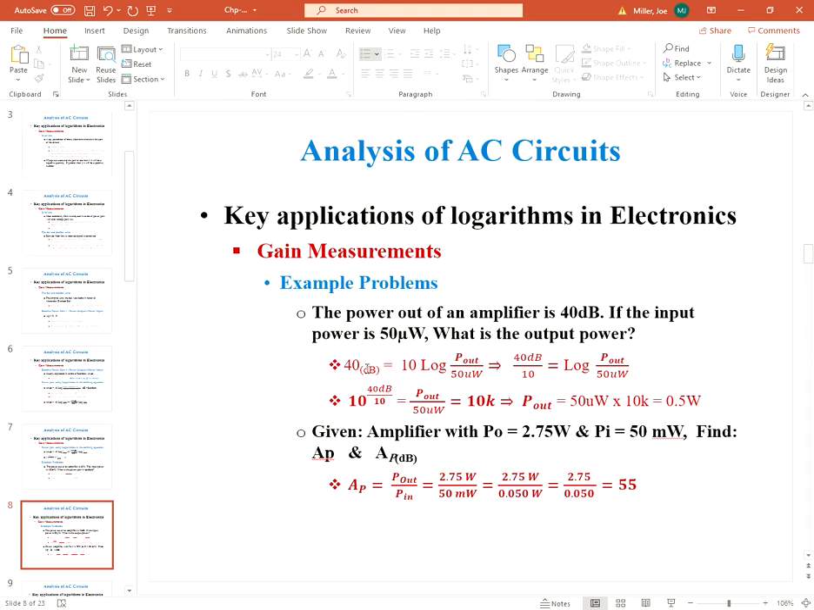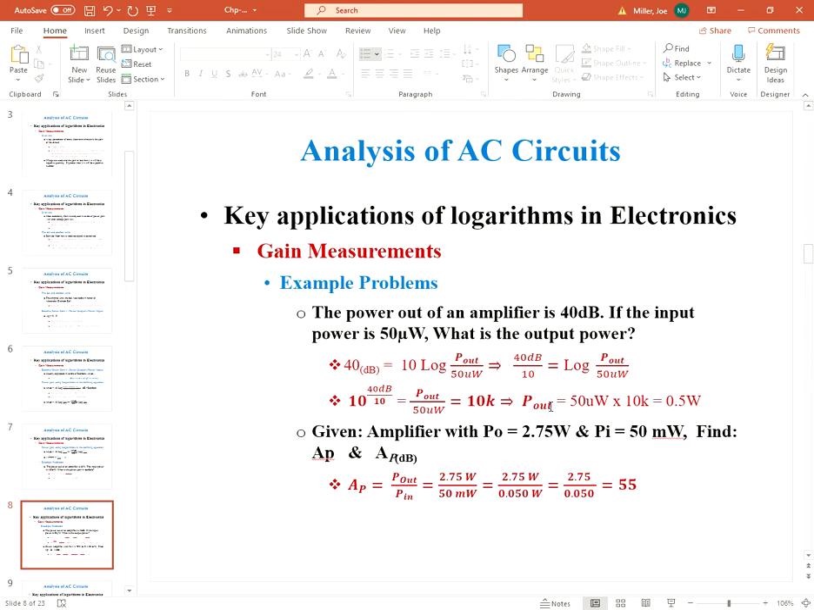So we put the dBs in for APdB, that's 40 dB, equals 10 log of power out over 50 microwatts, which is power in. We divide both sides of this equation by 10. We're left with 40 dB divided by 10, or 40 divided by 10, equals the log of power out divided by 50 microwatts. Now we take both sides of this equation as the exponent of 10. We're left with power out, and 40 divided by 10 is 10 to the fourth, which is 10,000. So that's where that comes from.